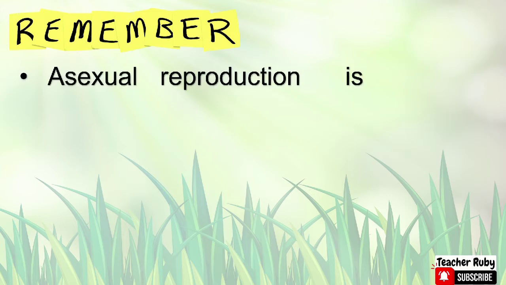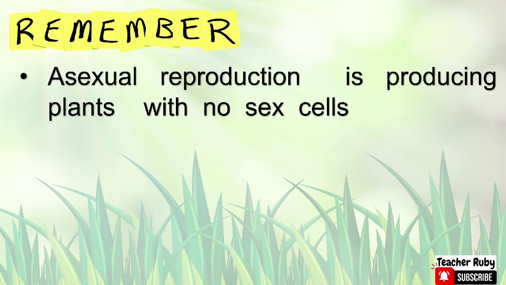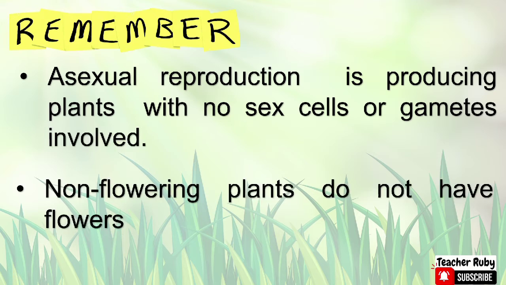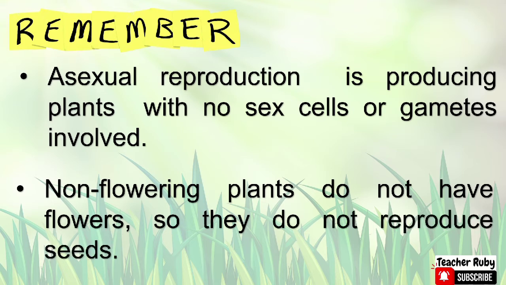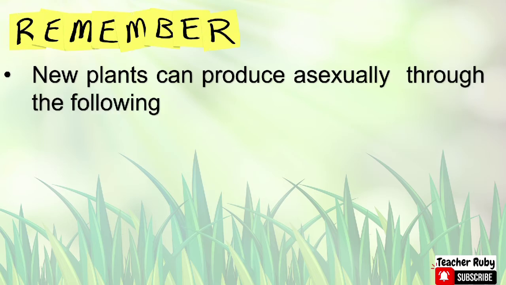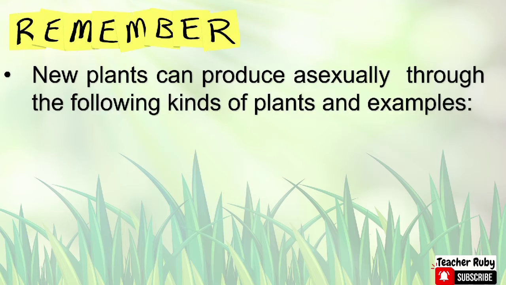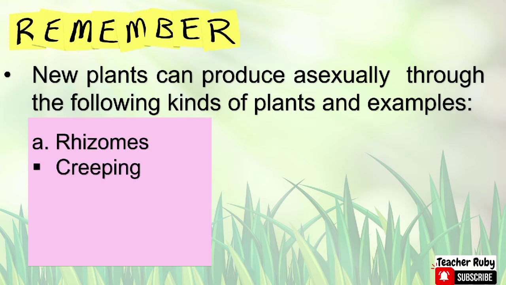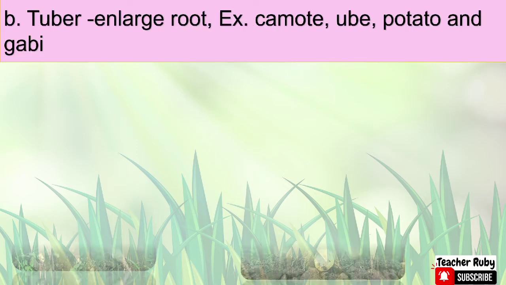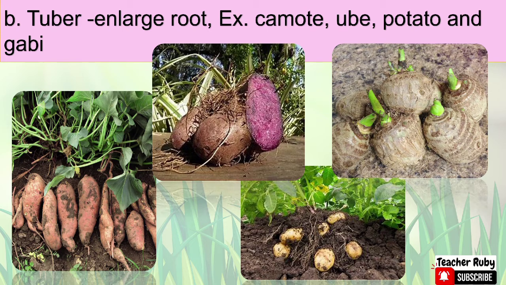Remember, asexual reproduction is producing plants with no sex cells or gametes involved. Non-flowering plants do not have flowers, so they do not reproduce seeds. New plants can be produced asexually through the following kinds of plants and examples. Rhizomes, creeping underground stems, example, ginger. Next, tuber, enlarged root, example, kamote, ube, potato, and gabi.